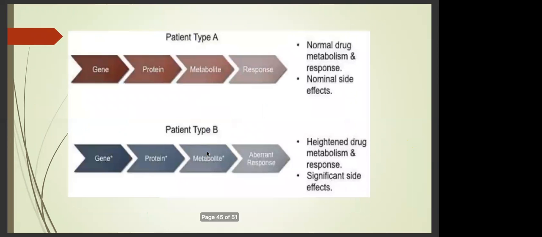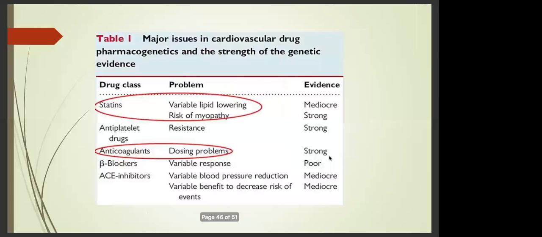implications as well. So there are different types of patients. If someone has a gene problem, it is going to affect the protein and further the metabolite, and you know the response. On that basis there will be normal drug metabolism and response with nominal side effects. However, if there is an abnormal aberrant response, there will be heightened drug metabolism and response, and those are the ones associated with significant side effects.